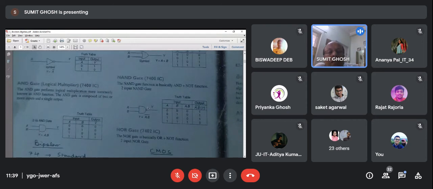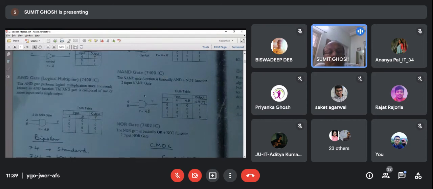Now we come to 2 other gates which are not basic gates. These are called universal gates. Universal gates because you can make other gates using this gate. Any electronic function you can make using any of these fundamental gates. That means using NAND, you can construct any gate.